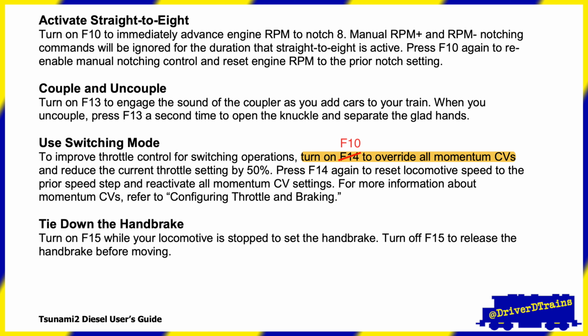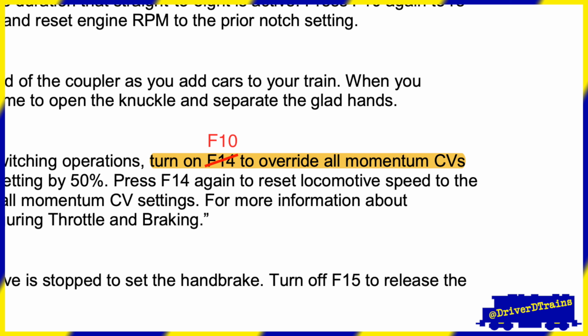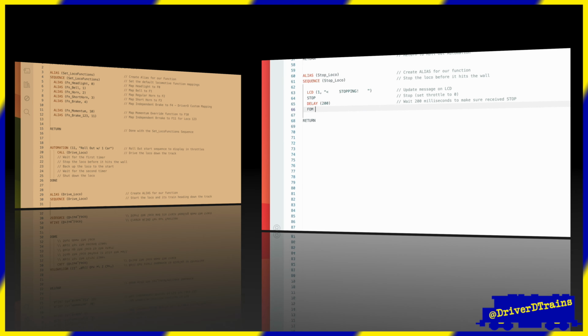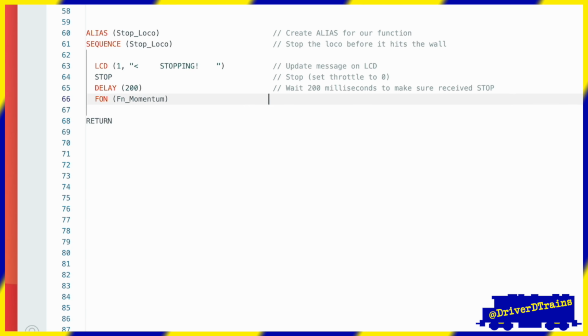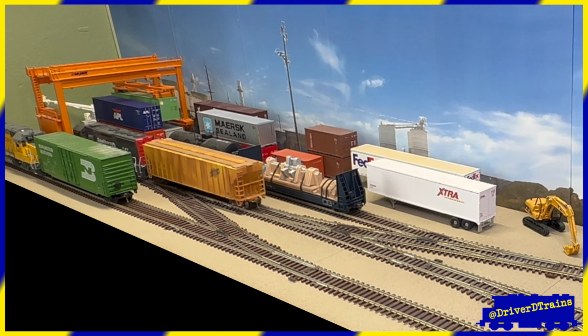So to get the locomotive to stop, we also have to turn on the momentum override function, which turns off the momentum. Remember, we created an alias for this function earlier because we wanted to make sure that the override was off when we first started our locomotive. Now we want to turn the override on so that the momentum will be off. So we'll use the fON function with the fn momentum alias. This should cause the locomotive to stop right away.